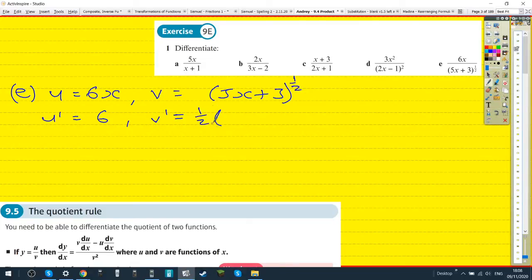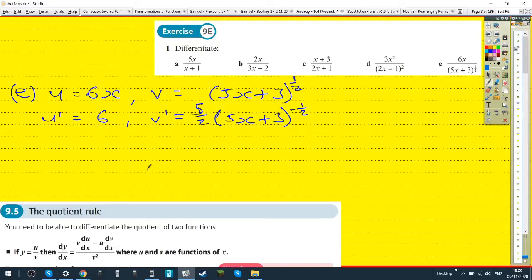And then a half, 5x plus 3 to the power of minus a half. And then I have to times it by 5. Well done. So would that just be 5 over 2 times 5x plus 3 to the minus half? Yep.